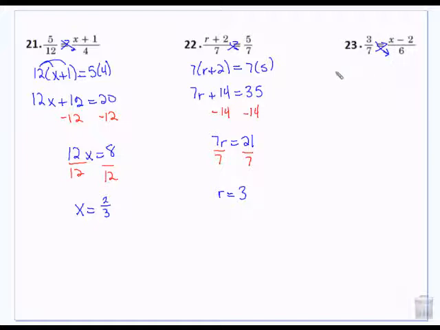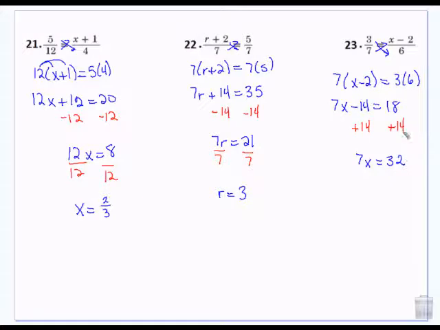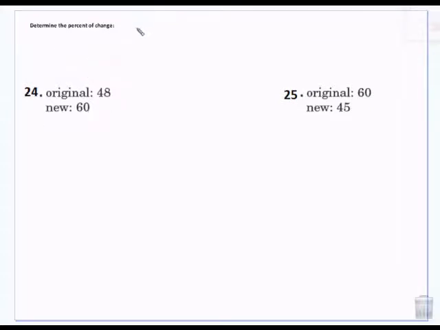Final cross multiplication, I get 7 times x minus 2 is equal to 3 times 6. So 7x minus 14 is equal to 18. And this time I'm going to add 14 to both sides. And I'll get 7x is equal to 32. Yeah, and divide by 7. And x is equal to 32 sevenths. Get the idea.